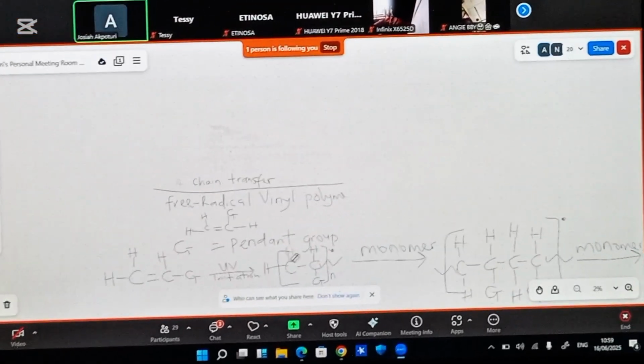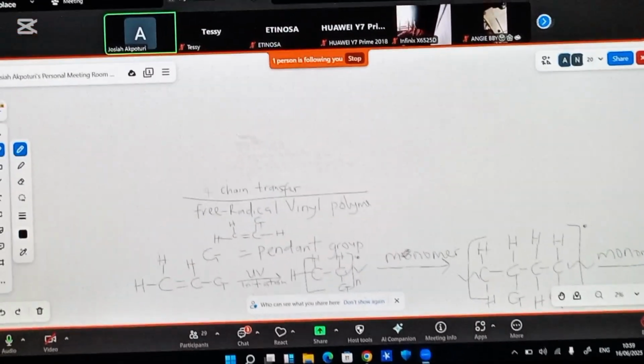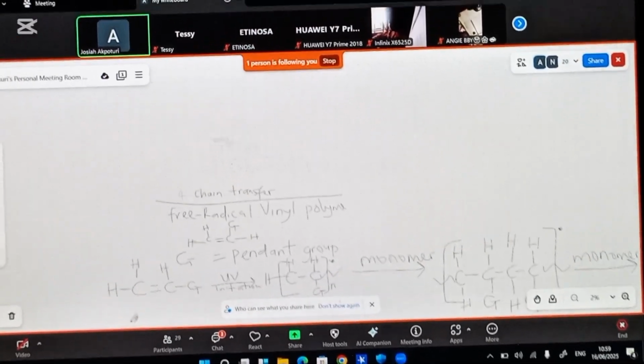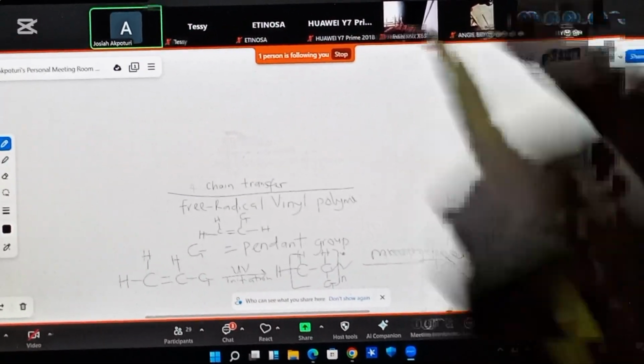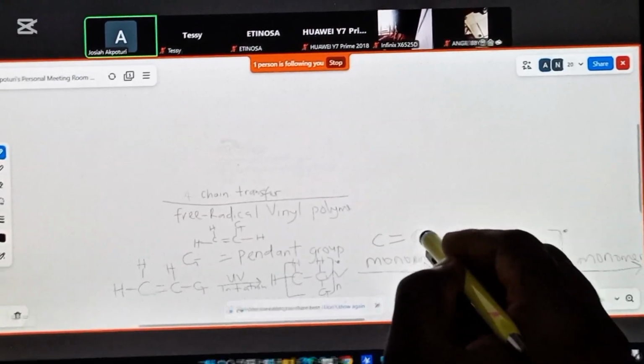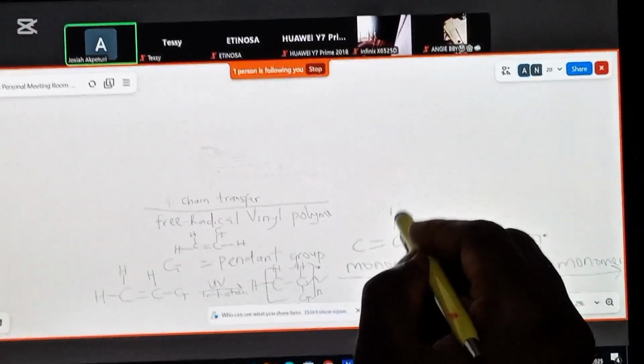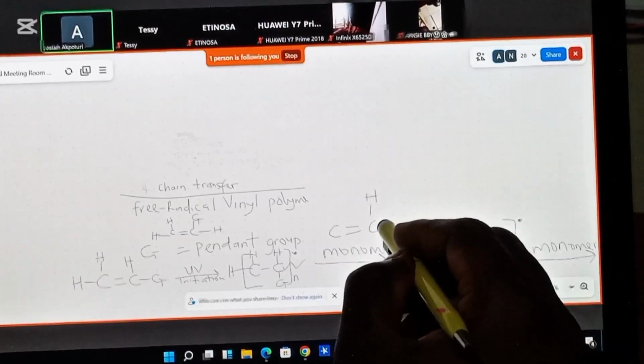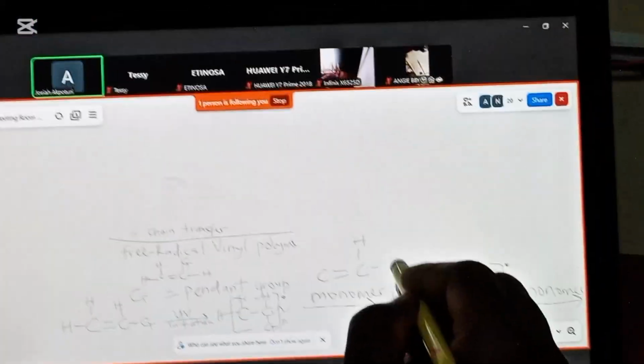Then when this radical reacts with a monomer, that is the same monomer of its kind. So let me just give you the example. We know we are talking about chain. So chain is the same monomer.